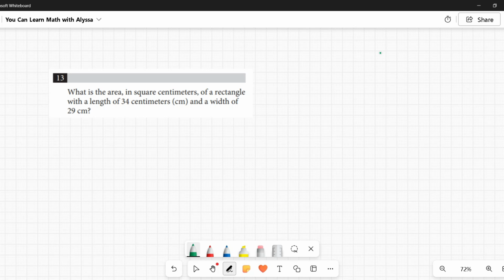Number 13. What is the area in square centimeters of a rectangle with a length of 34 centimeters and a width of 29 centimeters? There's no trick to this one. It is just testing your knowledge of how to find the area of a rectangle.